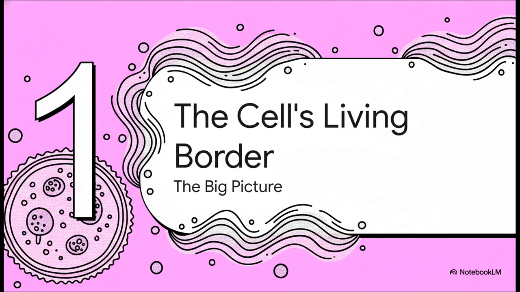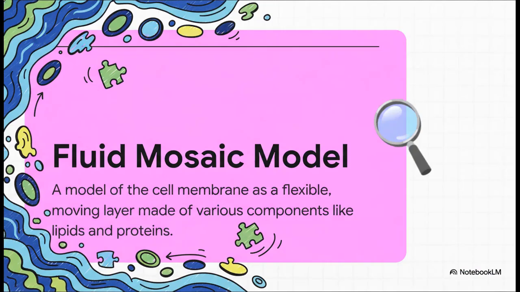To really wrap our heads around what the membrane is, we need to start with one single, core idea that just explains almost everything about it. And that big idea is the fluid mosaic model. Let's just break that down for a second. Fluid, right? That's because it's not some stiff, rigid wall. It's much more like the surface of a bubble, always shifting and moving. And mosaic because it's made up of all these different little pieces, lipids, proteins, all floating around together in this oily sea. It is a living, moving barrier.